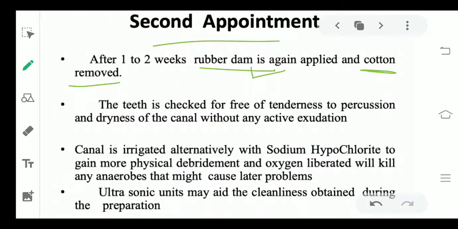After that, if you find that any kind of exudate is there, again you have to irrigate the canal with sodium hypochlorite so that more physical debridement occurs and oxygen can be liberated, because that oxygen will help in killing any kind of microbes in the canal which can later cause problems. Ultrasonic units are also sometimes used for cleanliness of the canal, so you can also use some ultrasonic units for that.